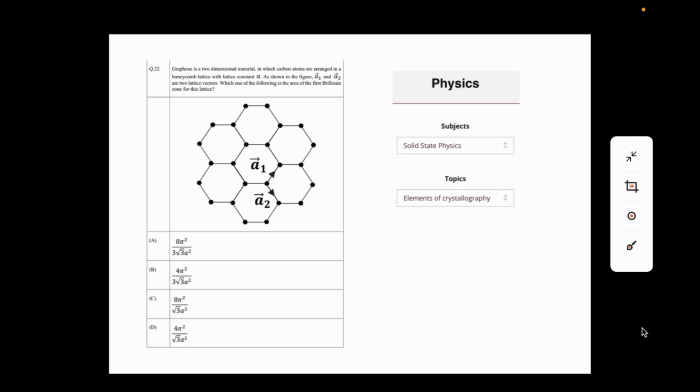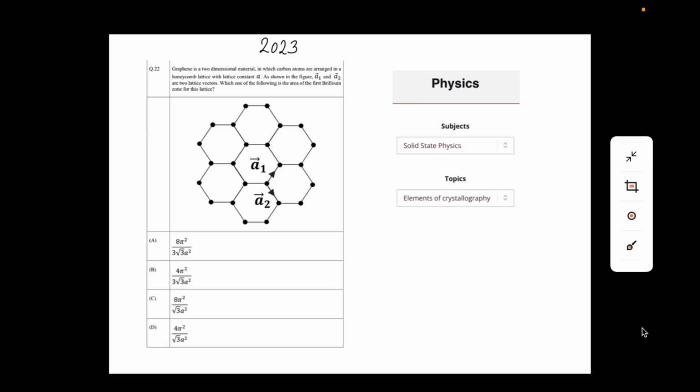This is Robin. So we will be discussing question number 22, which is from the GATE 2023 physics question paper. Now, as you can read in the question, it is related to graphene, with the concepts of the lattice vectors involved, and you have to study the area of the Brillouin zone for this lattice.